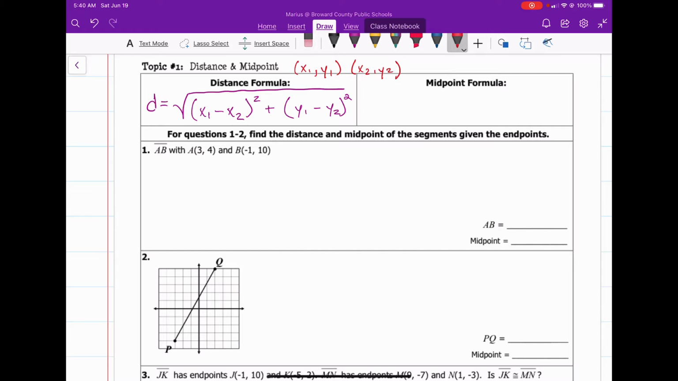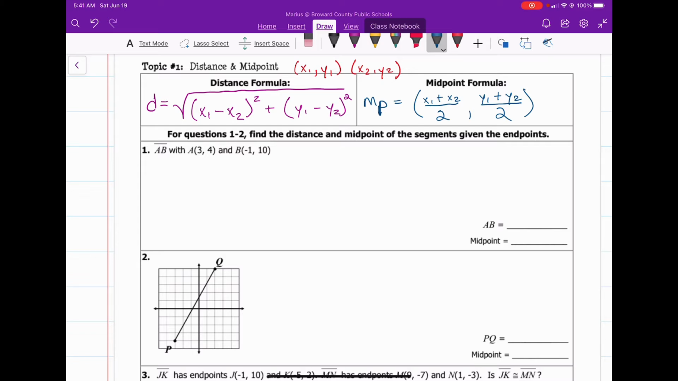Now, midpoint is its own separate formula. The midpoint formula is going to actually give you the coordinates of a midpoint. So to find the midpoint, you add both of the x values and then you divide by 2. And then you do the same thing for the y values. Add both of the y values, then you divide by 2.